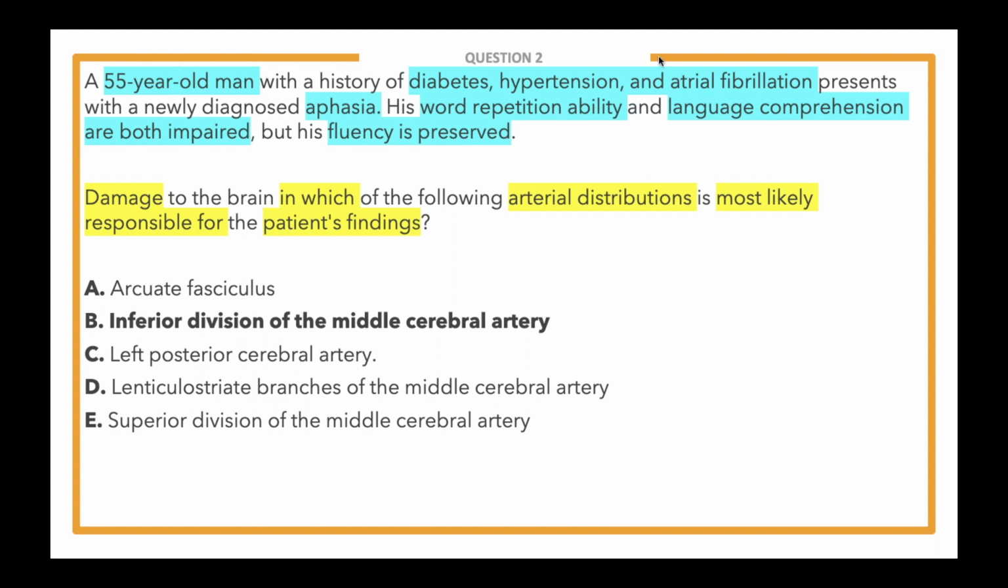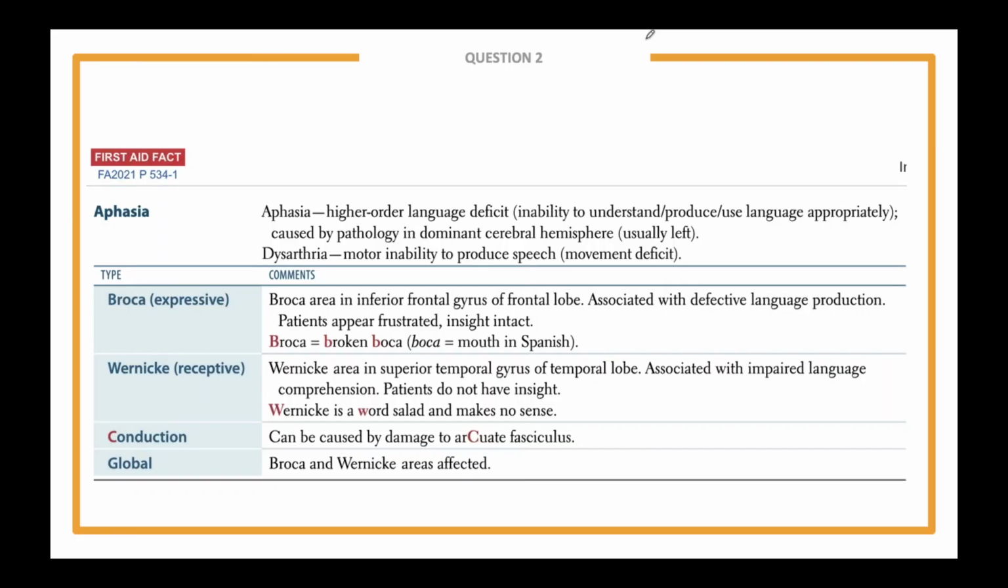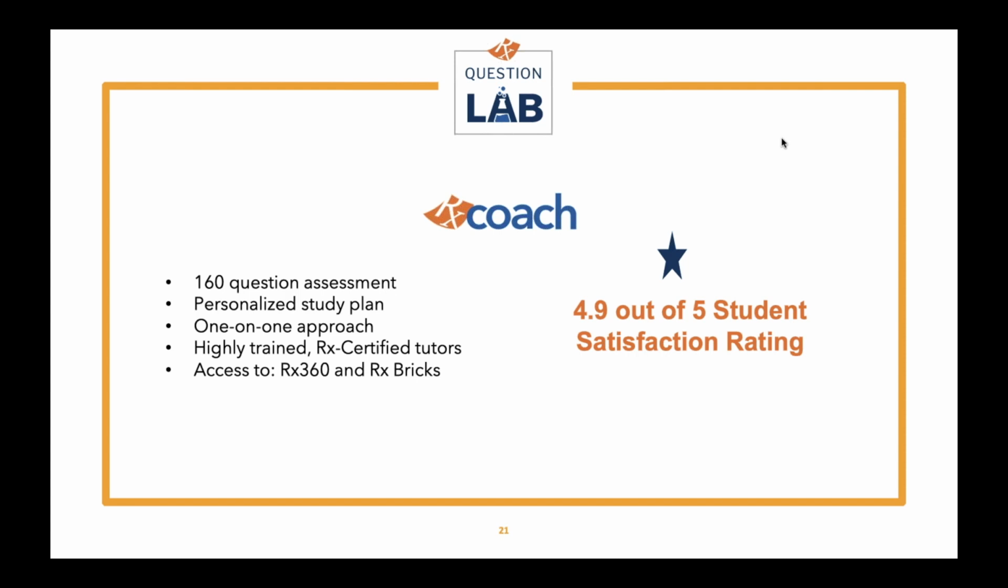Excellent. Thank you, Paris. Great job, everyone. That was a challenging question, but many of you are on the right track.